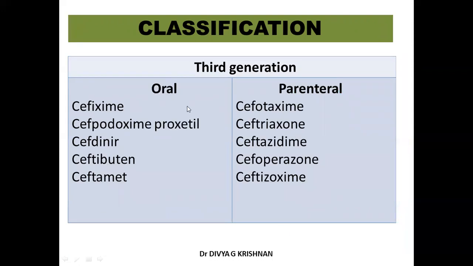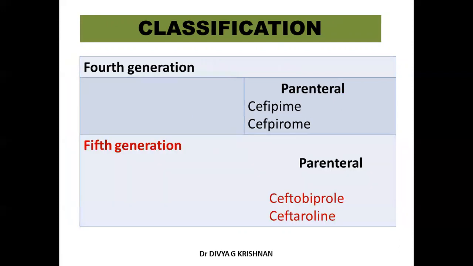Third generation oral ones include cefixime, cefpodoxime, cefdinir, ceftibuten, and ceftamate. Parenteral ones are cefotaxime, ceftriaxone, ceftazidime, and cefoperazone. So all this you have to learn, with examples under both the oral and the parenteral ones.